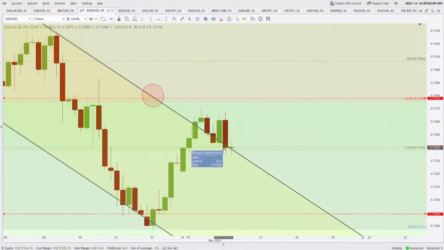And if it does so and closes inside that channel, on the contrary, if it takes support on this channel's resistance line, which is now broken and may act as a support, then 0.7378 is possible again. But if it closes inside this, then 0.7289 will also be exposed in this market on the lower side.